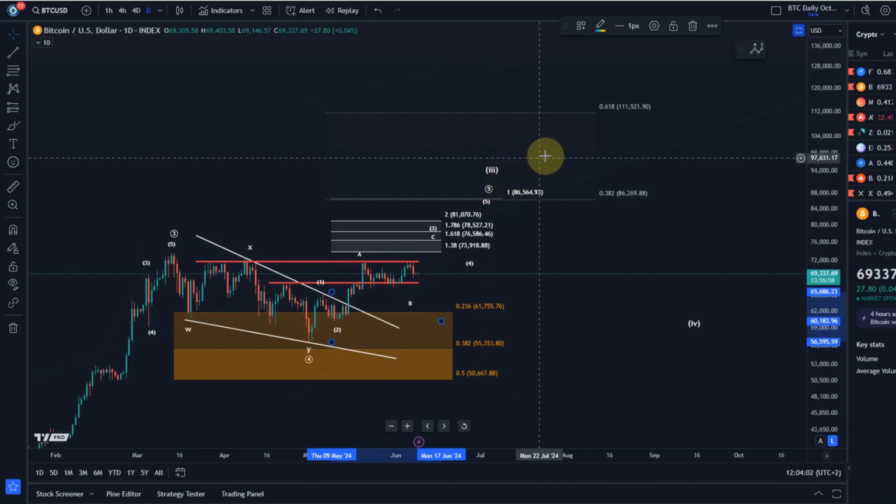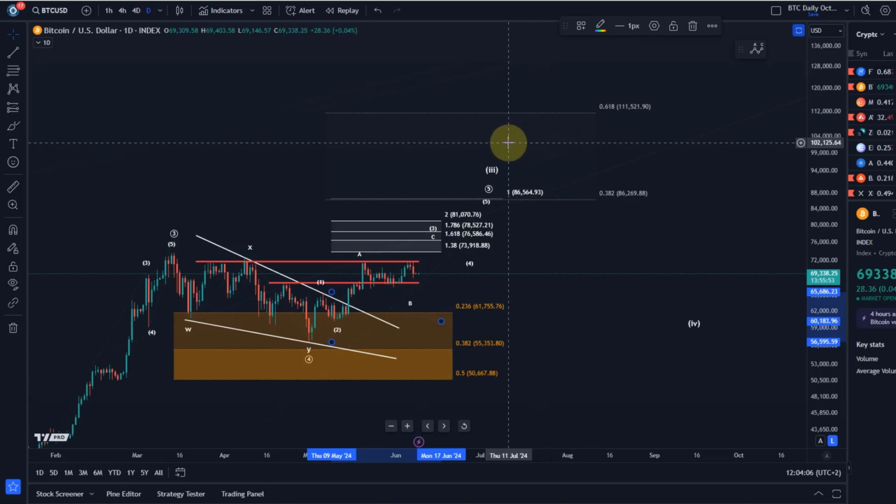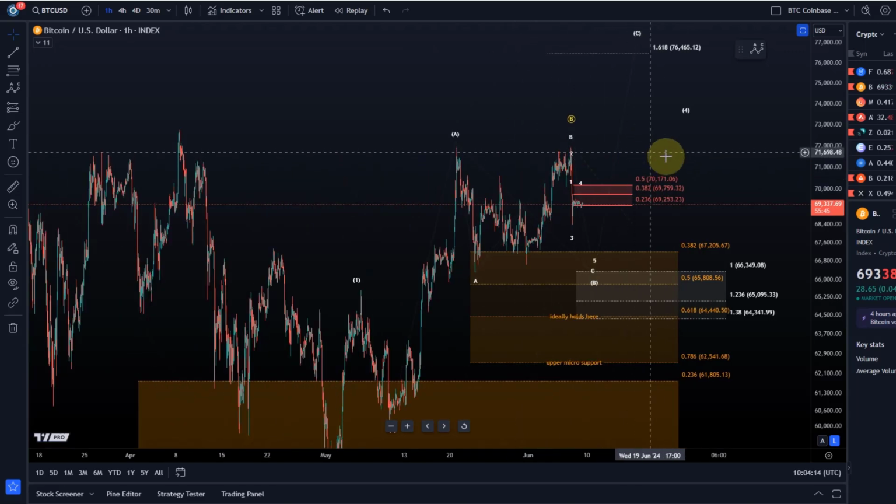And overall, we're not at the bull market target anyway, which points towards maybe 125, 130, 140K. So that's sort of how I see this. Let's go to the smaller time frame chart. This is the lower degree.